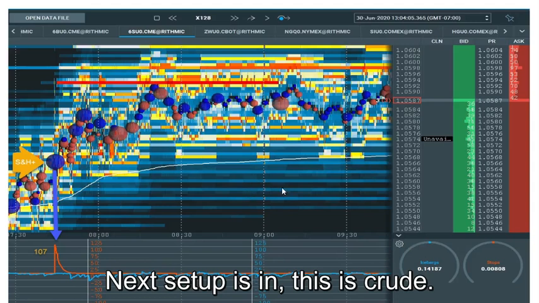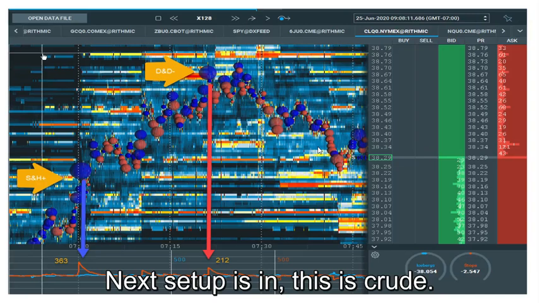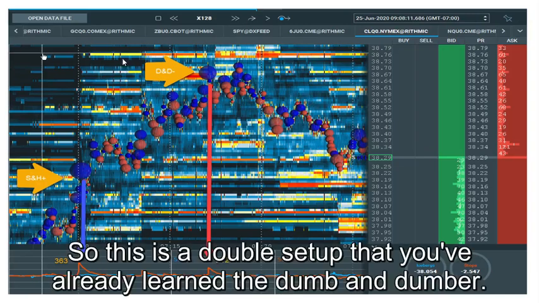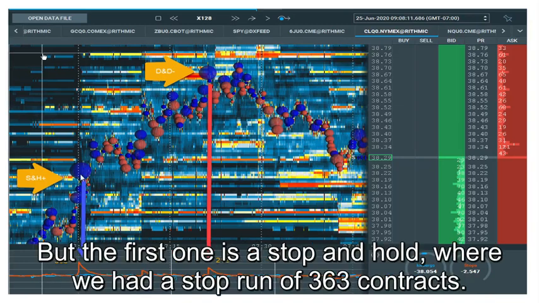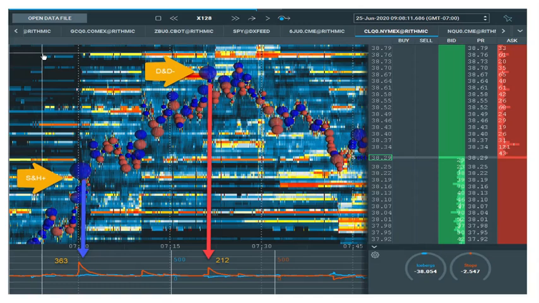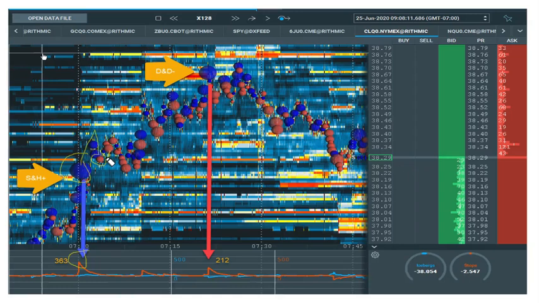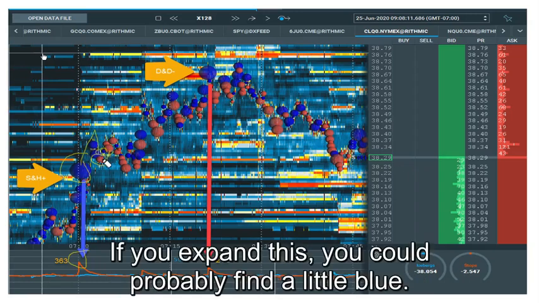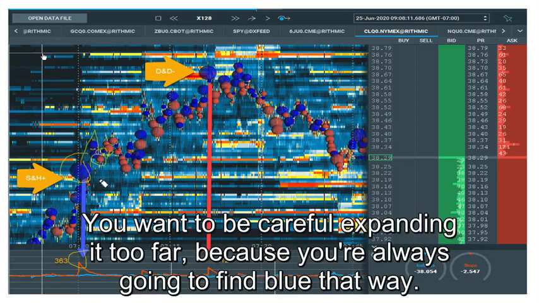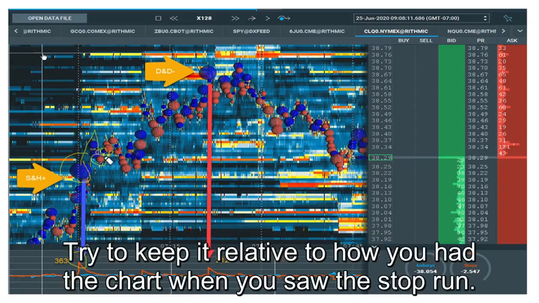Next setup is crude. So this is a double setup that you've already learned, the Dumb and Dumber, but the first one is a stop and hold, where we had a stop run of 363 contracts, which is here. Big blue bubble, moves away, retests. Again, you didn't really see the blue come in, but you could have gotten in. If you expand this, you could probably find a little blue. You want to be careful expanding it too far, because you're always going to find blue that way. Try to keep it relative to how you had the chart when you saw the stop run.